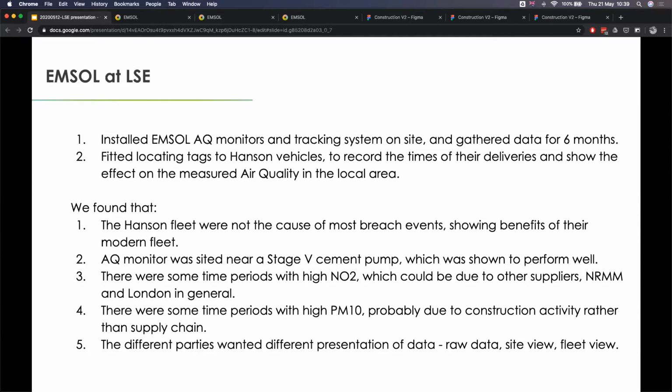And the final finding was that we had lots of different parties in this project, and we found that everyone wanted the data in a different way. So we had the geography department who wanted raw data to use in the curriculum and do data analysis on. And then the fleet view was an important view for Hanson, because all they were interested in really was the league table of their vehicles, which ones were the best, which ones were the worst. And then obviously the site view, which I'll show in a second, is important for the main contractor to look at the whole of their air quality situation and the supply chain.